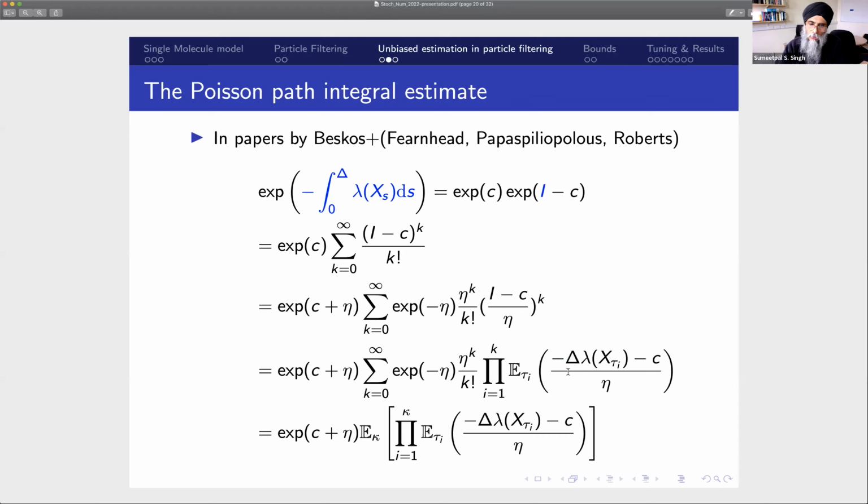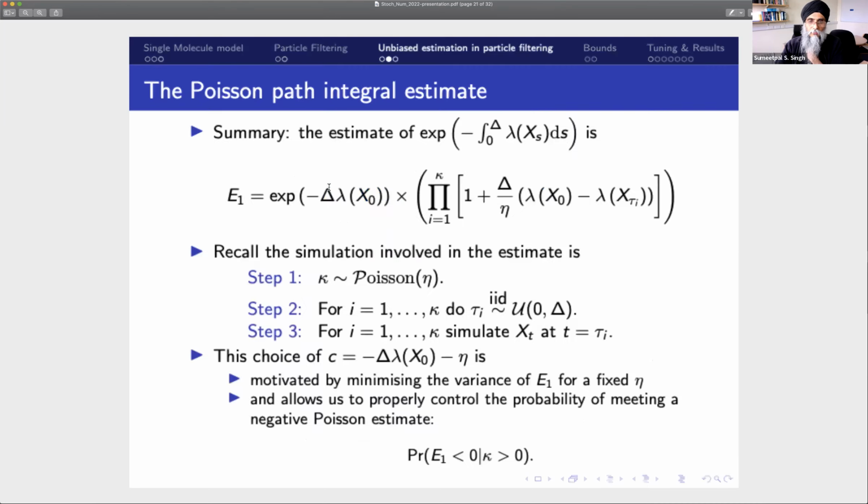And so this is all equality, so I can write it now in one single form, which is as follows. This path integral is also the expected value of this term here. We generate kappa according to a Poisson probability mass function with rate eta. And for that value of kappa, you sample tau_i independent uniform numbers between 0 and delta, and simulate the state process at those tau_i. Remember, we could simulate the state process at the skeleton, and you form this product. That will give you an unbiased estimate of what we want. So in summary, the estimate of the exponential of the path integral is given by this product.